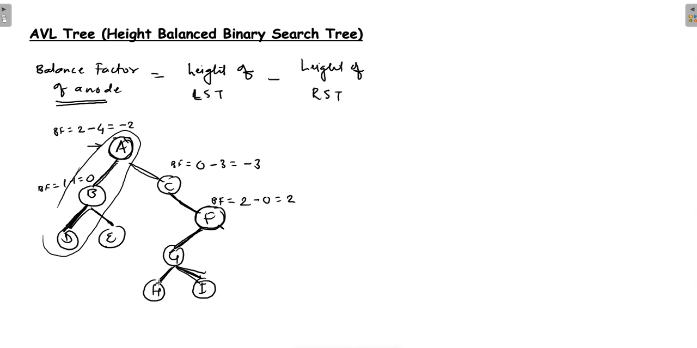For G it is 1 minus 1. So it becomes 1 minus 1, that is 0. And for all the child nodes it always remains 0. So we just calculated the balance factor.